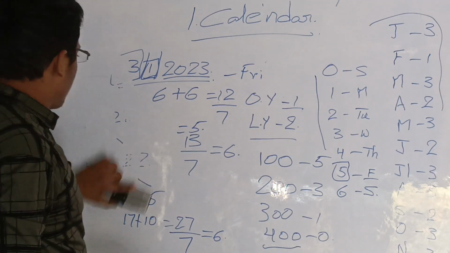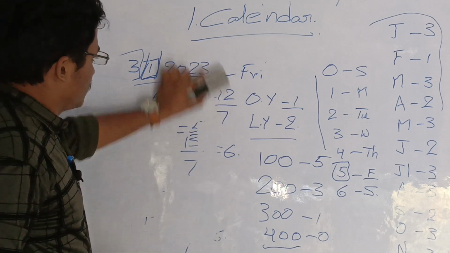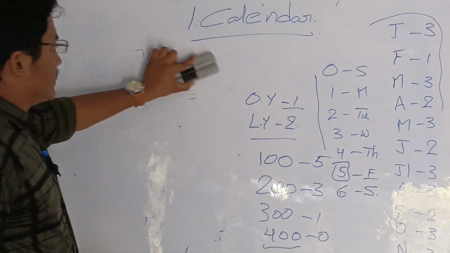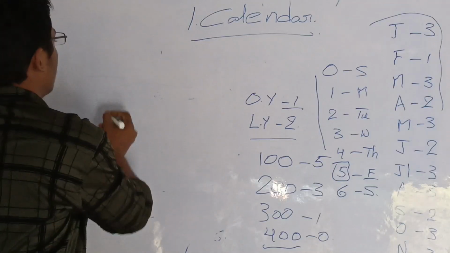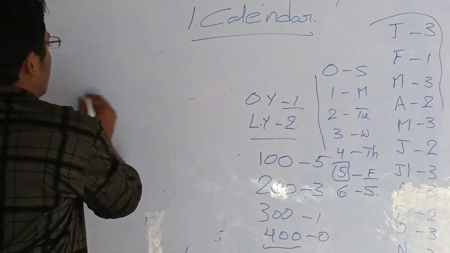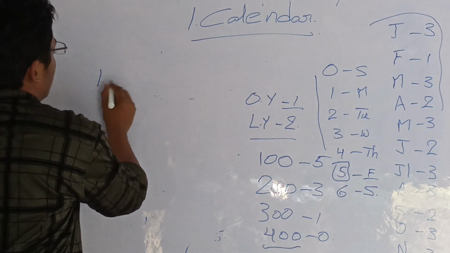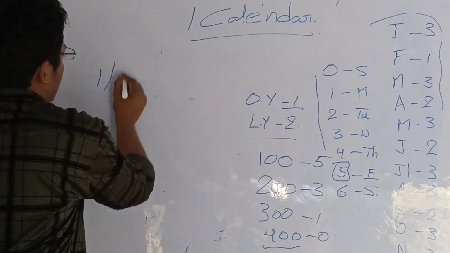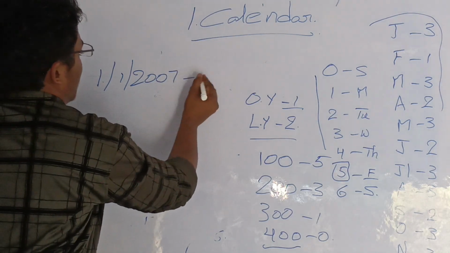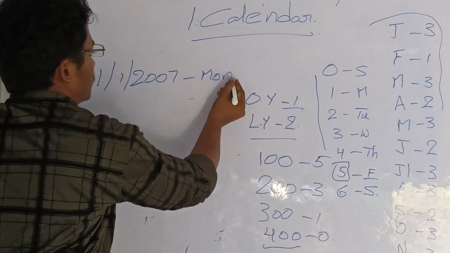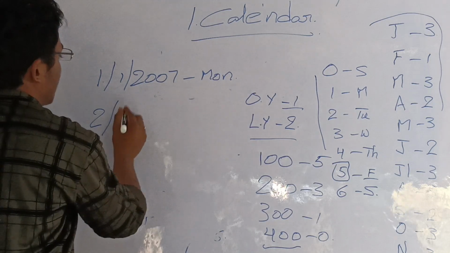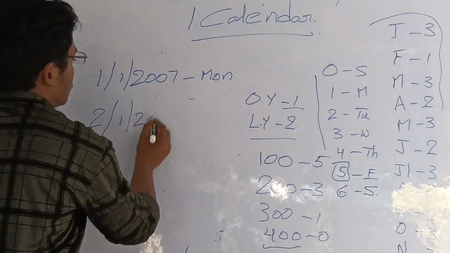When we come to the second type of question, as we discussed earlier, this is the first type, and in the second type they will give one date as reference and we need to calculate another date from that date. For example, consider January 1st 2007 is Monday, and calculate what is the weekday of 2nd Jan 2008.